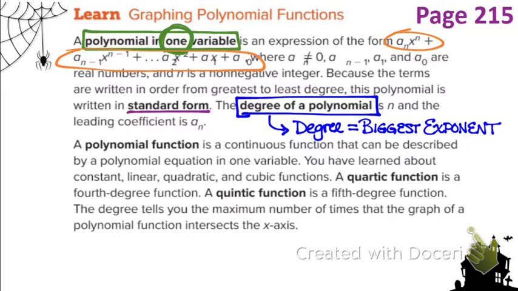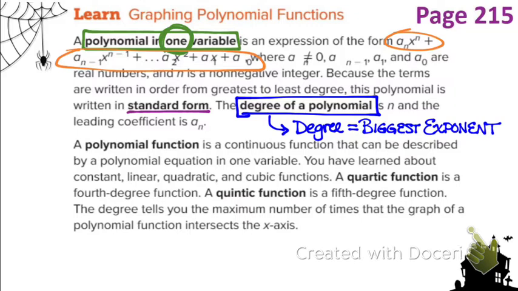Not a monomial. It's a cubic function. If it's bigger than degree 3, we don't normally refer to them by names like cubic or quadratic. There are names for it. Quartic would be a 4th degree function. Quintic is a 5th degree function. Hexic is a 6th degree function. But we don't normally use those words. Those are not vocabulary terms I expect you guys to know.